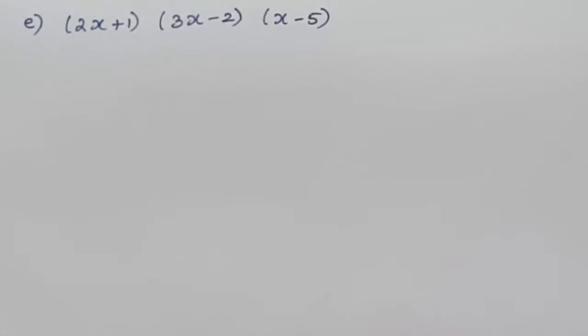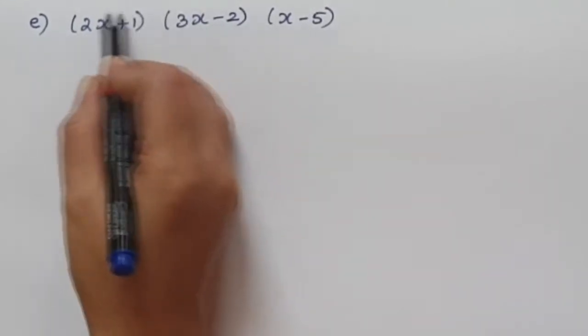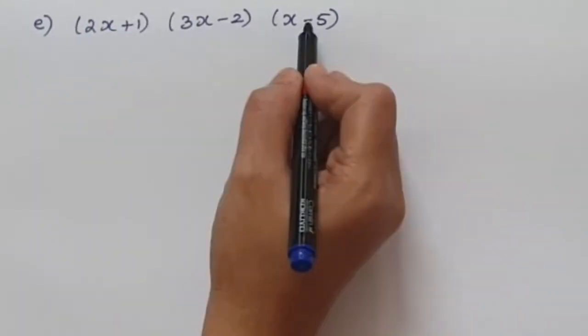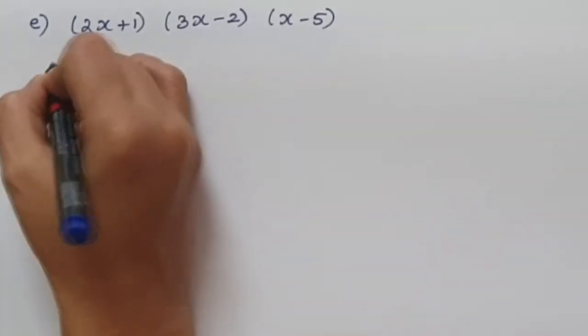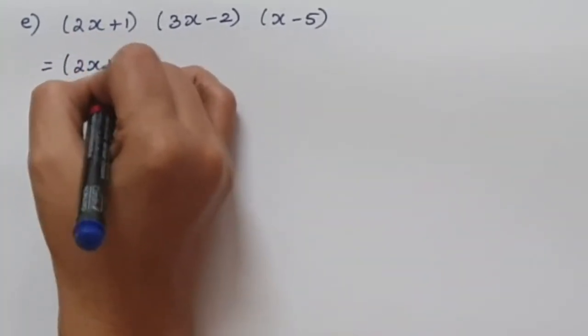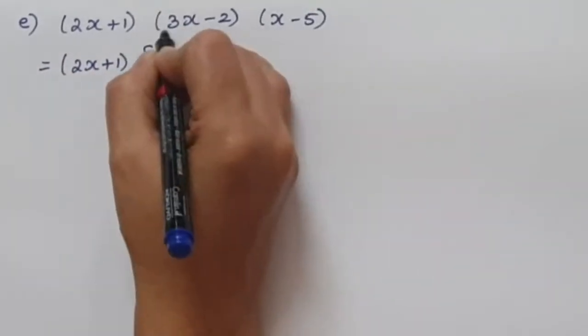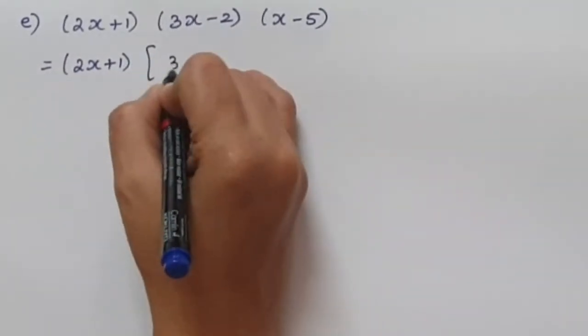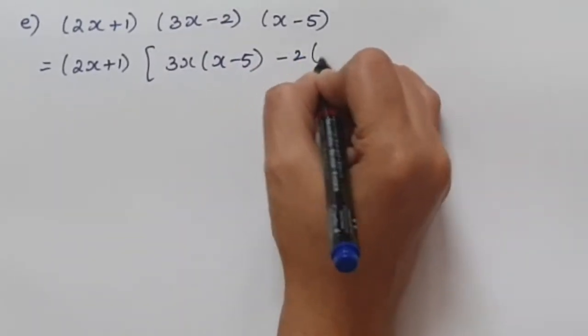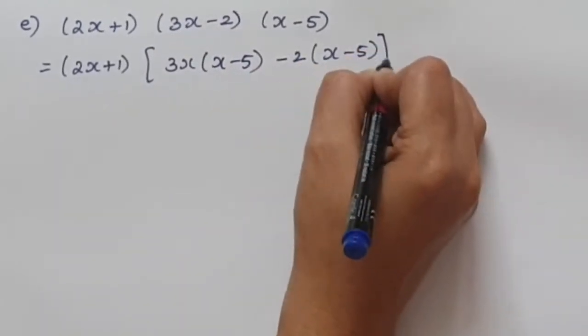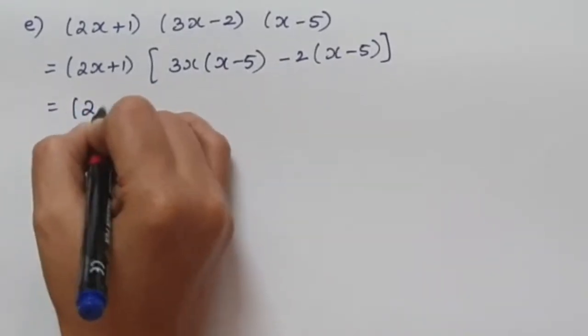Now if we need to expand 3 brackets, let us keep the first bracket as it is. First let us simplify the second and the third. Then we'll multiply with the first. So let us keep the first one, 2x plus 1. Now multiply this alone. So this 3x has to be multiplied with x minus 5, and minus 2 has to be multiplied with x minus 5. Let us simplify that first.